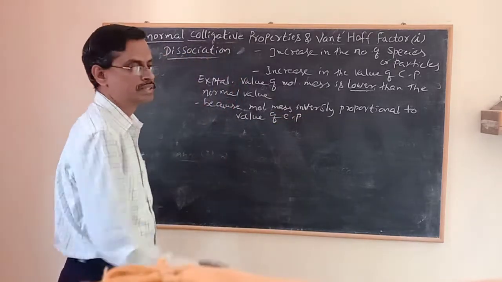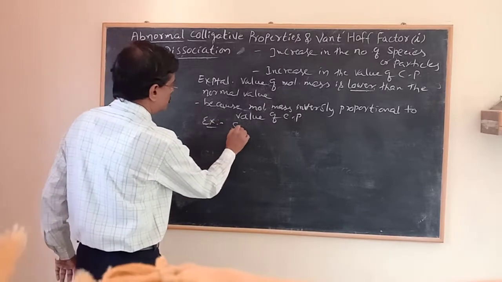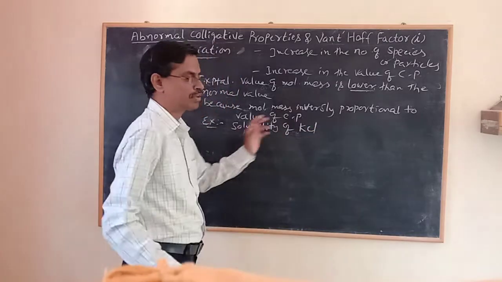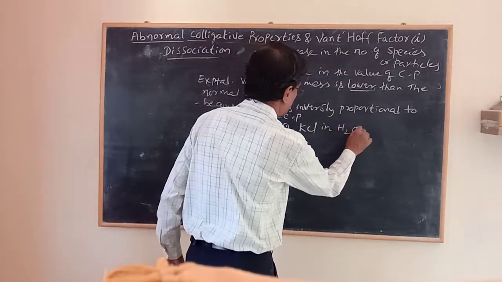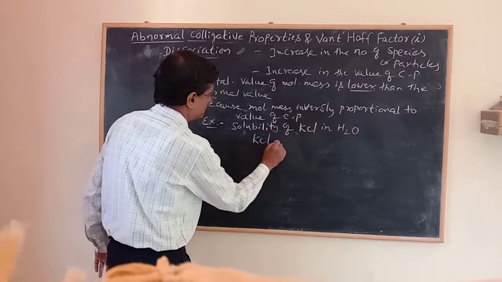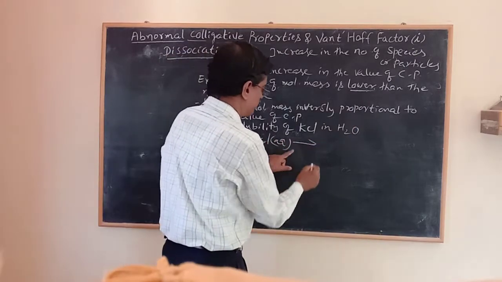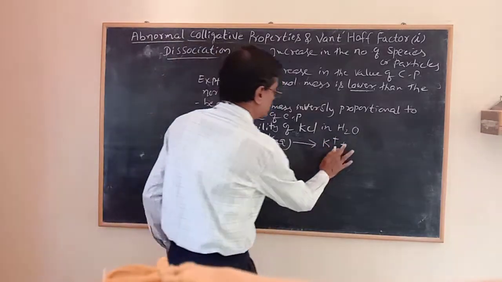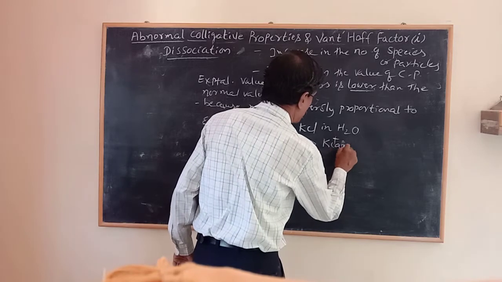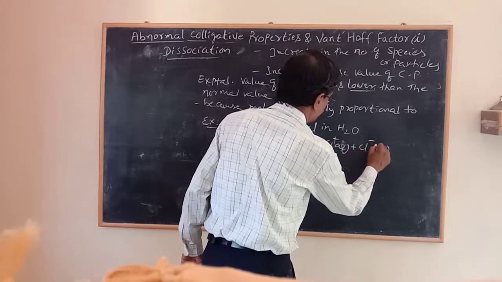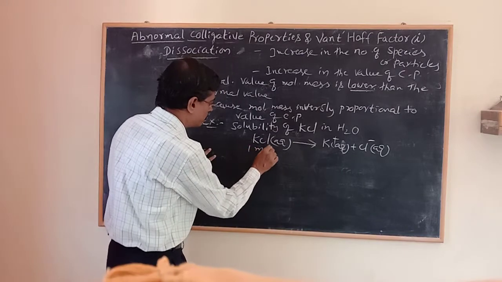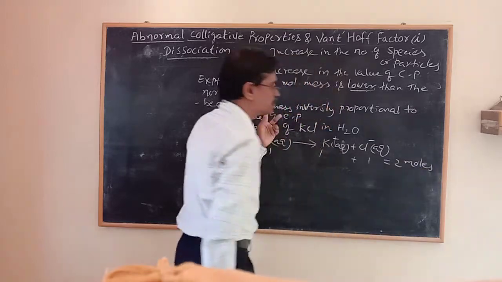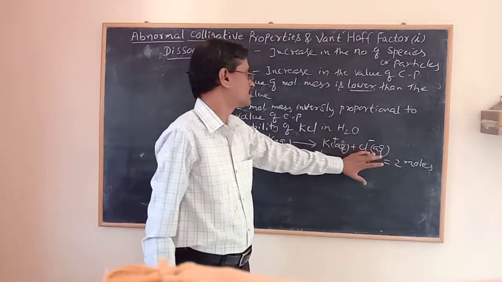For this again we take a simple example: the solubility of potassium chloride, with the formula KCl, in water. What will happen here? This potassium chloride in the aqueous solution splits into two ions, K+ in the aqueous medium plus Cl- in the aqueous medium. Here we are taking only 1 mole, but it is giving 1 plus 1, totally 2 moles. It is due to the dissociation. The number of particles is increasing.